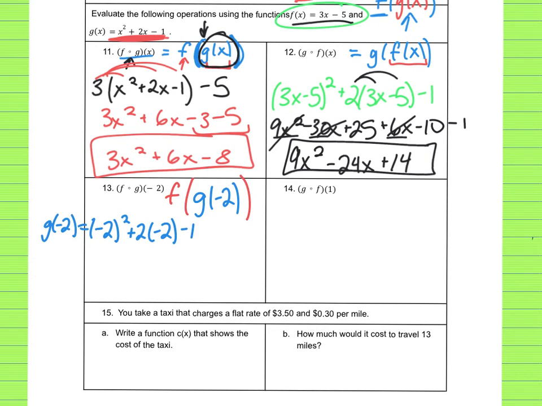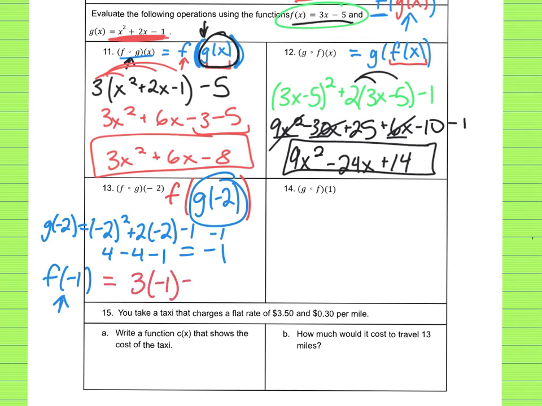Negative 2 squared is 4 minus 4 minus 1. I end up with just a negative 1. Okay, so g of negative 2 equals negative 1. So now what I'm doing is just plugging in that to f, because I just found out that that equaled negative 1. So it just becomes f of negative 1. And we know how to solve that. Go up to f, it's 3x minus 5, so I'm just going to plug in negative 1. Negative 3 minus 5 is negative 8.